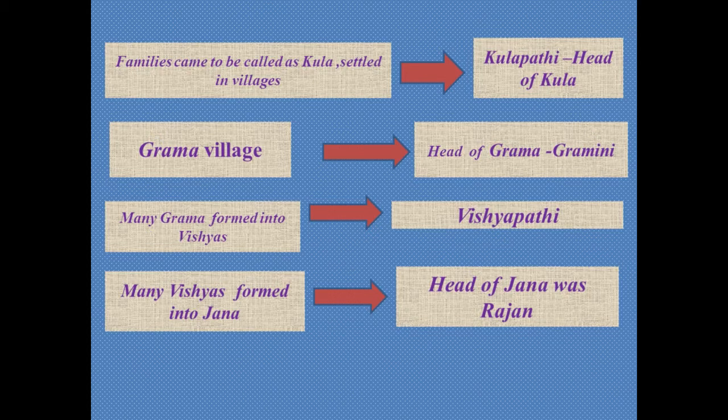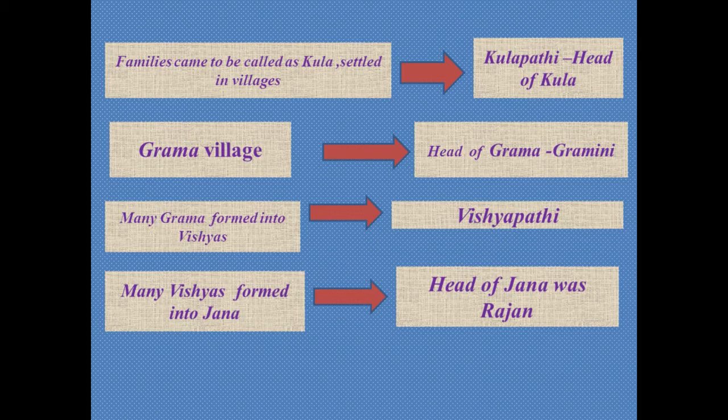As they settled in the gramas, many such families put together came to be called grama or village. Am I reaching you? Many families, family number 1, 2, 3, 4, might extend even up to 50 or 100. So different families settled in villages. When they settled in a village, they required a leader, and that head was called Gramini. Family had a head called Kulapati. Many families put together came to be called Grama, and a Grama had a Gramini.